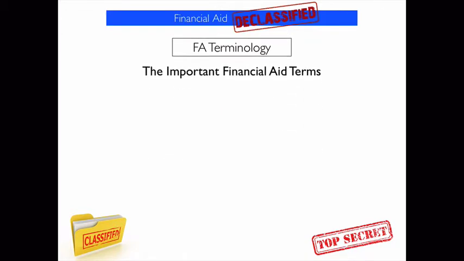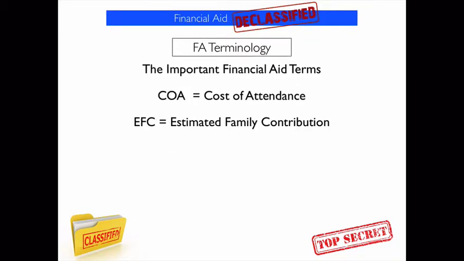COA is the cost of attendance. EFC is expected family contribution.